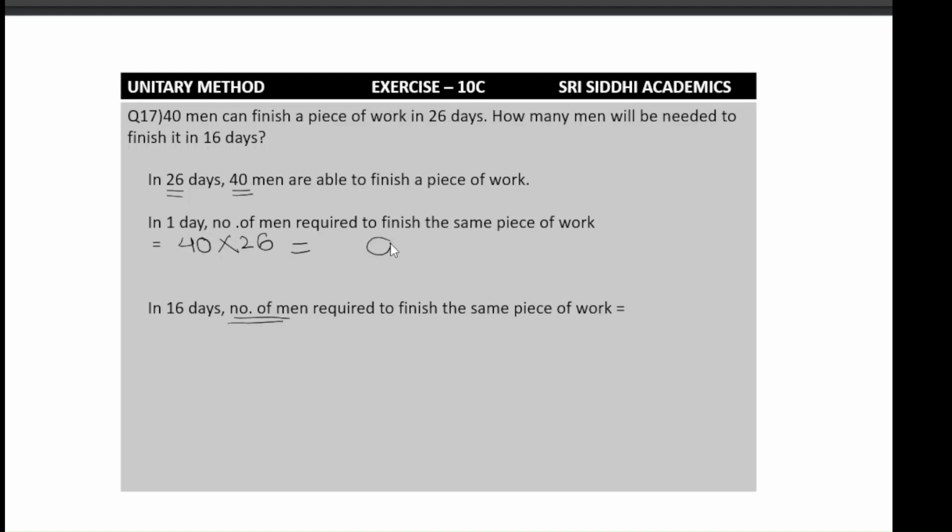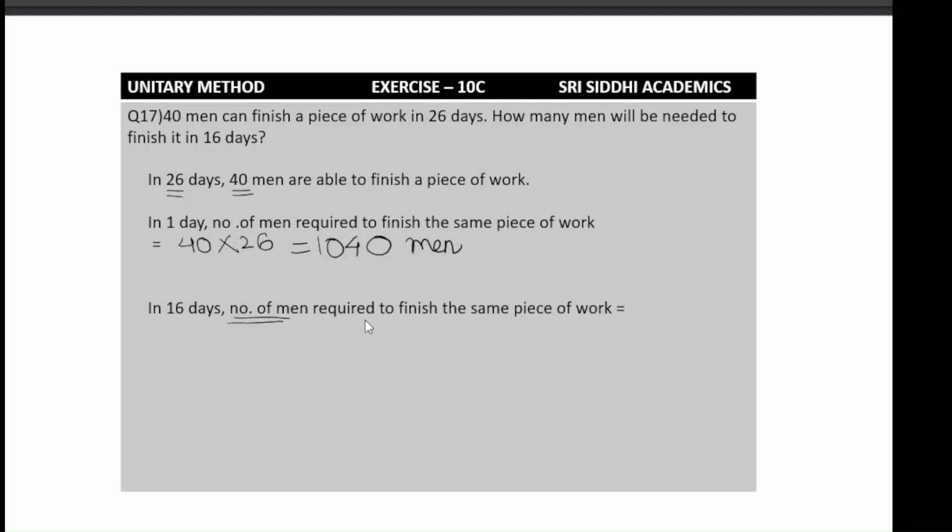So this 0 comes at the end, and then I have to multiply 26 with 4. 4 6s are 24, 2 gets carried over, 4 2s are 8, 8 plus 2 is 10. So 1040 men will be required if I want to do the same piece of work in one day.